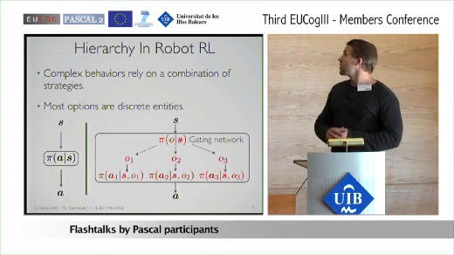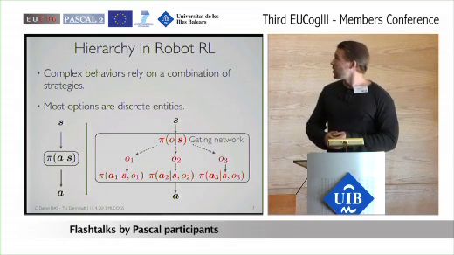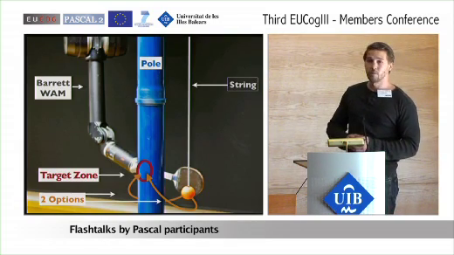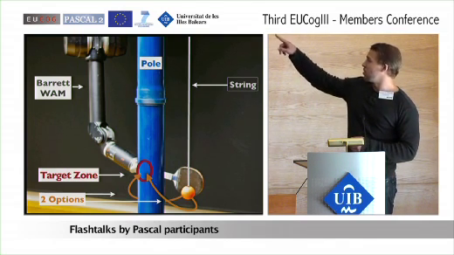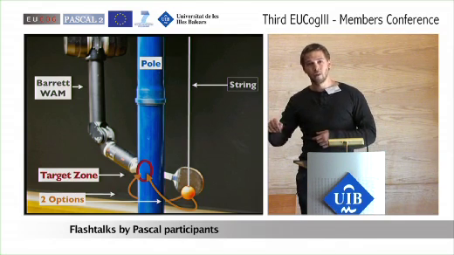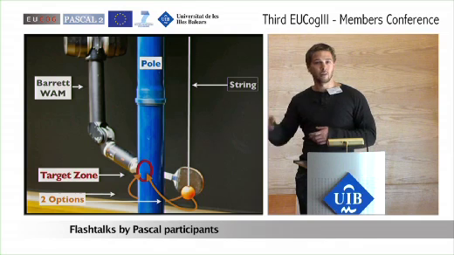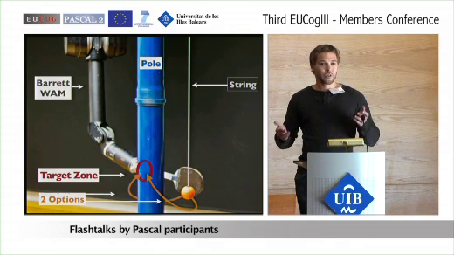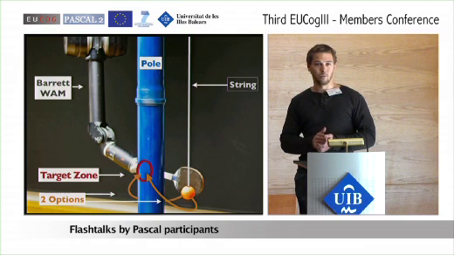We applied this to the game of tetherball. You see here a Barrett WAM, a 7 degree of freedom robot. The task is to hit the ball on the string such that it hits the target zone behind the pole, so you have to hit the ball around the pole. Here again you have two options: you can hit around the left or the right side. If you would just take the combination, you would hit the ball straight into the middle of the pole.